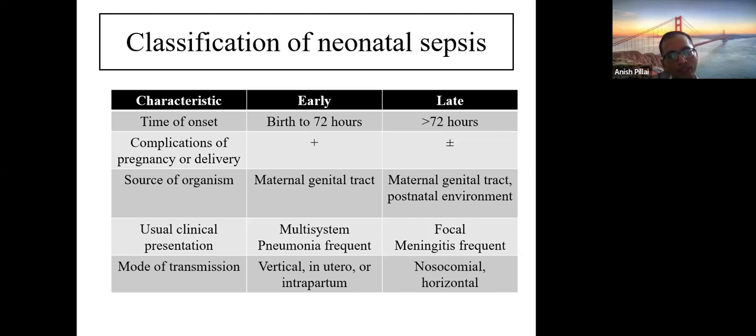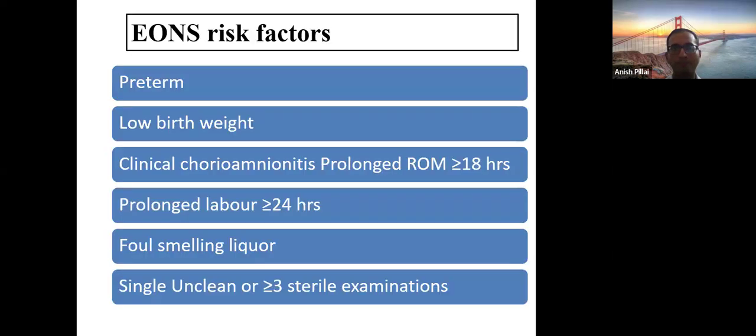It could be a pneumonia, it could be a meningitis, it could be a urine infection. So different presentations can occur. And it could either be nosocomial if the child is in the hospital, or it could be acquired from the community or at home. So by chronology, typically if it is within the first 3 days, we call it early onset sepsis. Beyond the 3 days, it is called late onset sepsis.